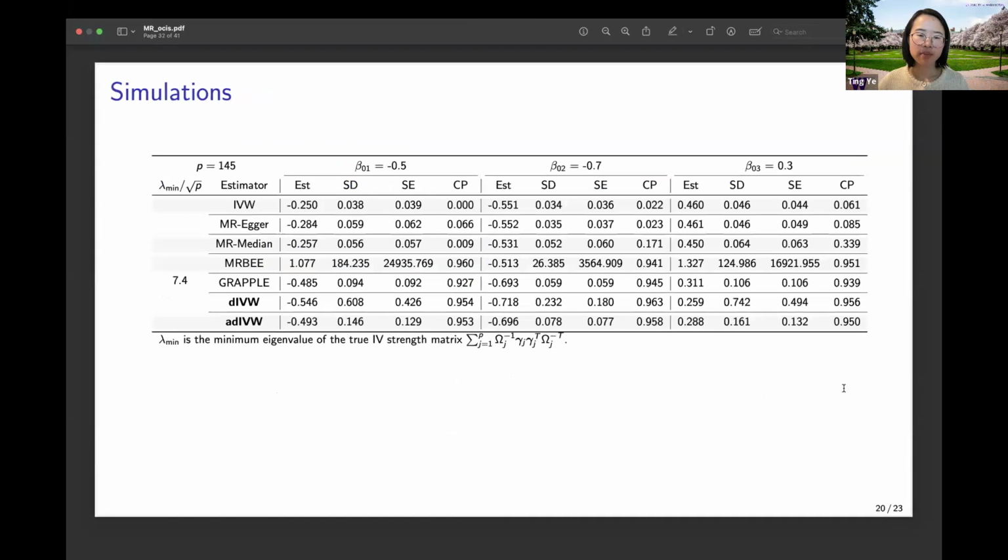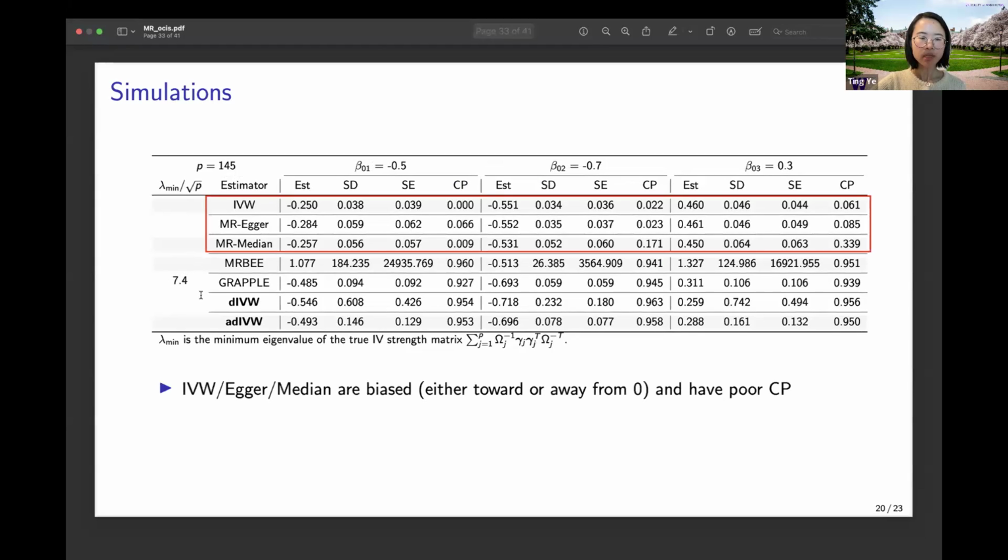So here I wanted to show some quick simulations to demonstrate the performance. It's a setting with 3 exposures, and their causal effects are denoted in the top row. And we have in total 145 SNPs. In this setting, the minimum IV strength divided by square root P is 7.4. And in this case, the IVW, MR-Egger, and median are all biased. For these 2 exposures, they are biased towards 0, but for the 3rd exposure, they are biased away from 0. And they all have poor coverage probability due to this weak IV bias.